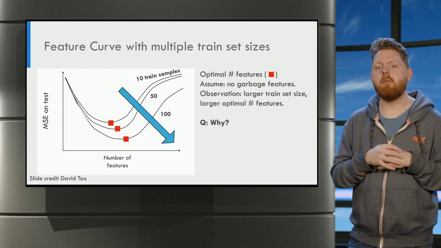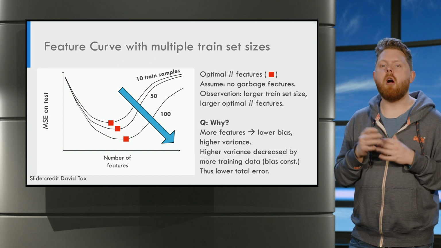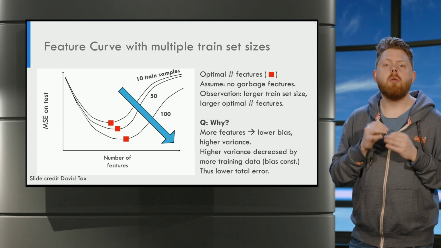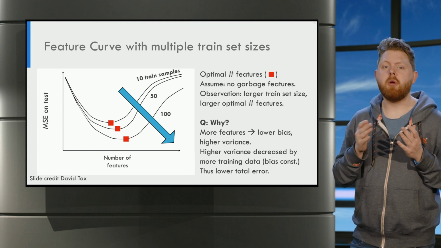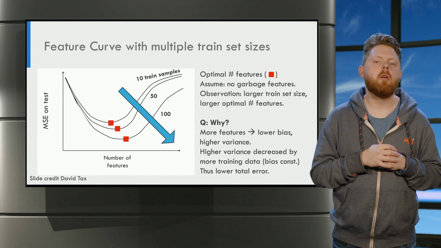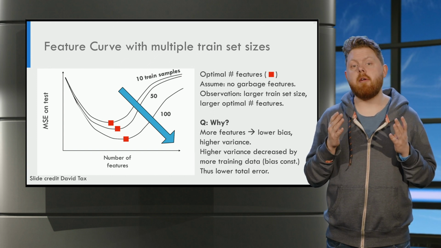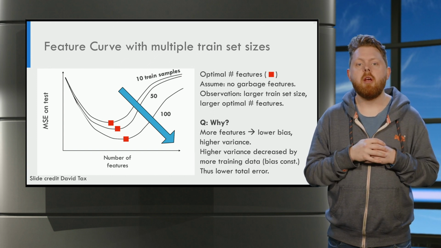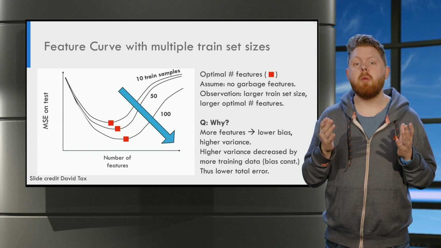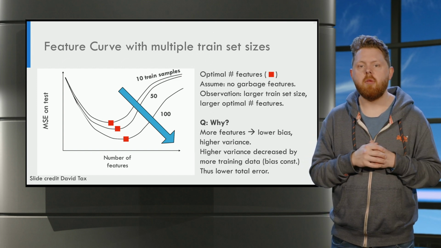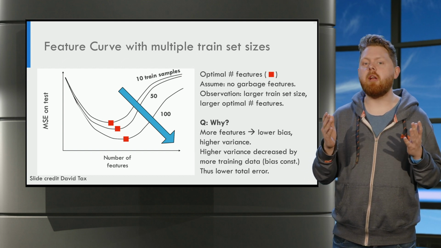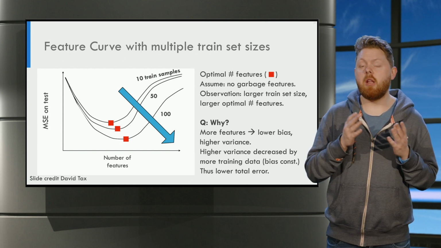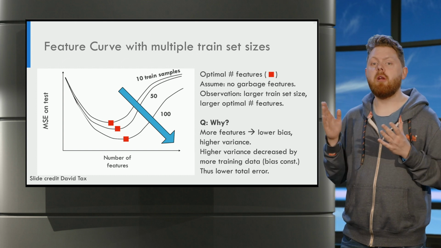Okay, welcome back. Let's discuss the answer. The more features you have, the lower your bias, but the higher your variance. But this higher variance is compensated. The variance is decreased because we have more training data. Furthermore, the bias remains constant when the amount of training data changes. Therefore, the total error will be lower.